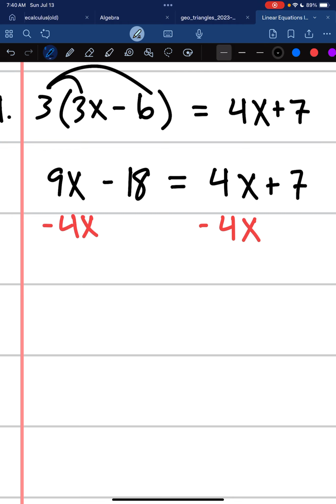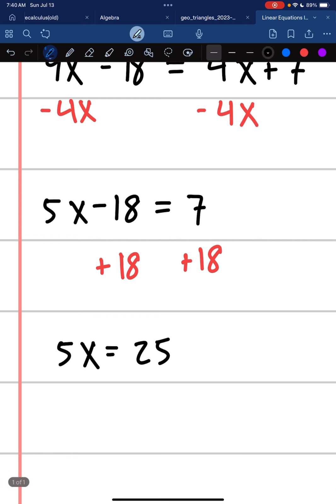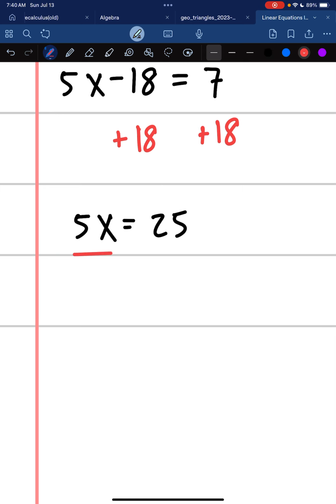And I'm left with 5x minus 18 equals 7. Then I'm going to add 18 to both sides. And I get 5x equals 25. Now I can just divide both sides by 5. And I end up with x equals 5. So that's going to be my answer.